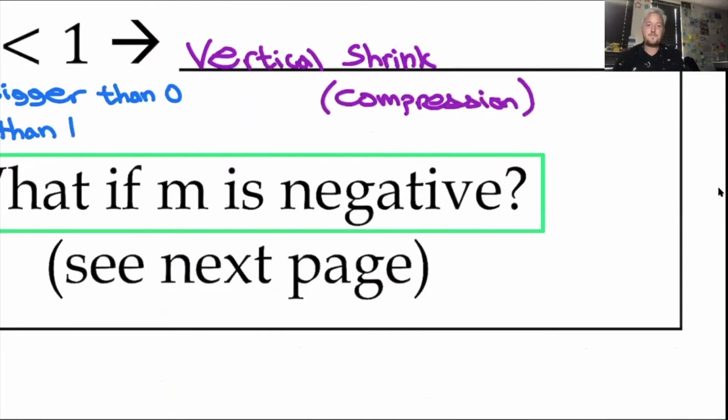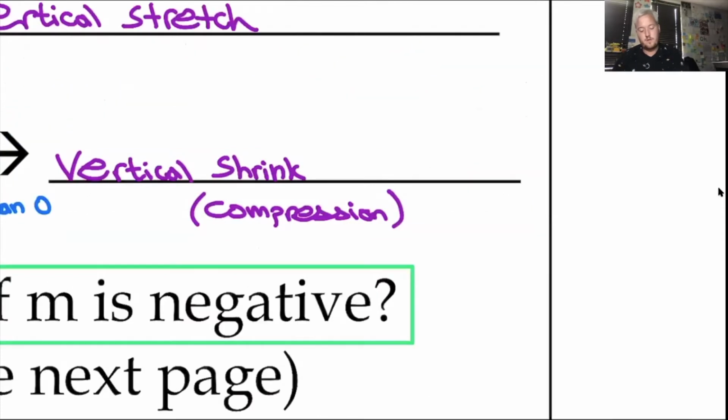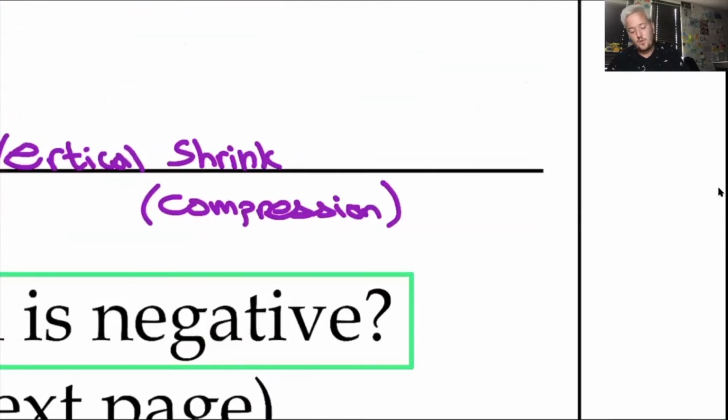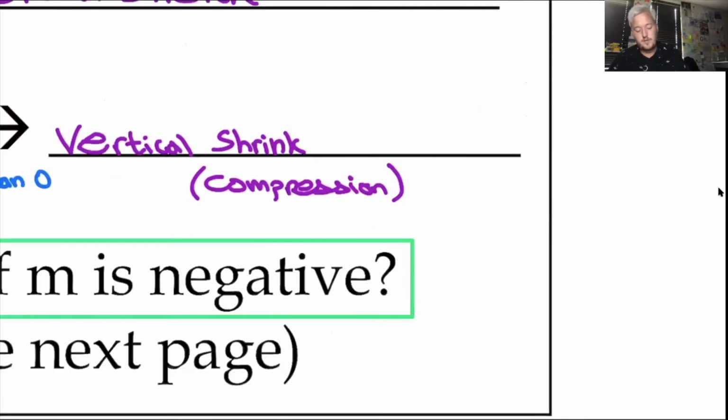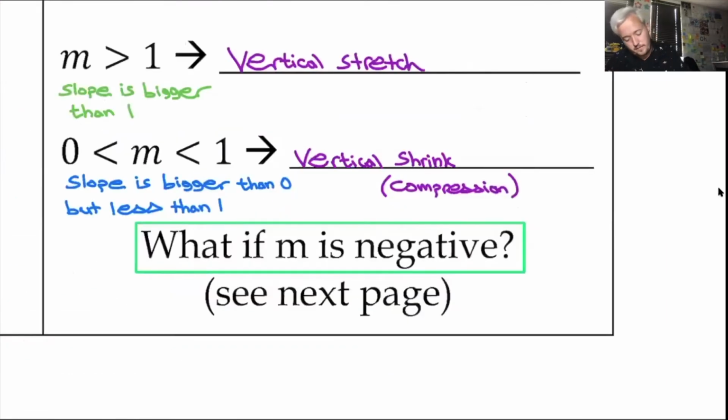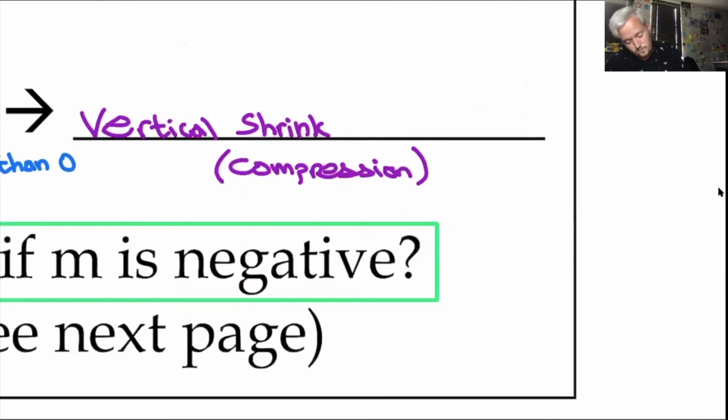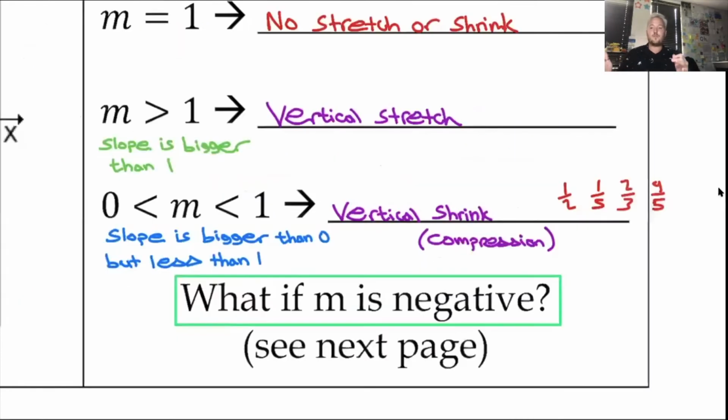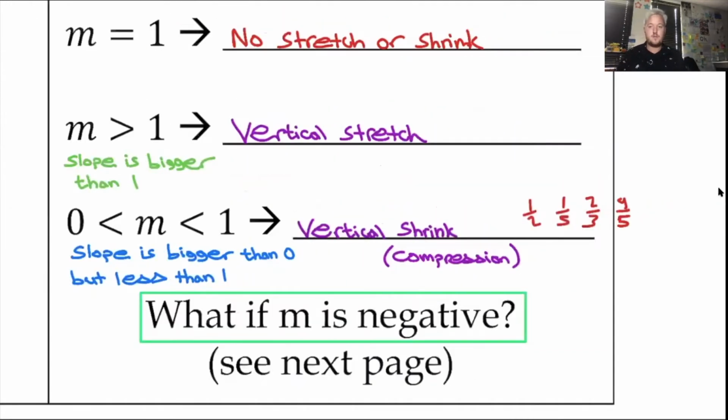It's the same idea. So the thing here with the vertical shrink, numbers that you could see here are like 1/2, 1/5, 2/3, 4/5. So they're fractions that are less than 1, but they're still positive. So any number that's less than 1 but still positive is going to be a vertical shrink.